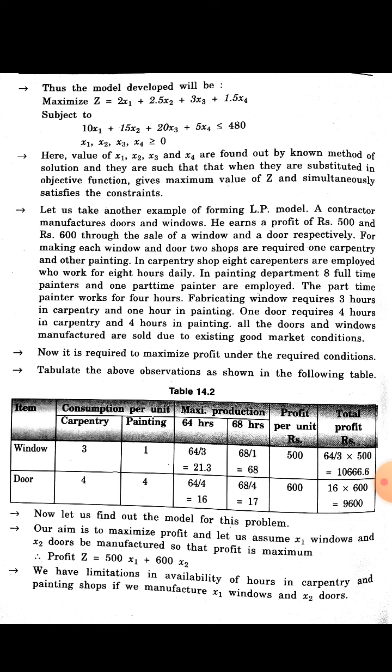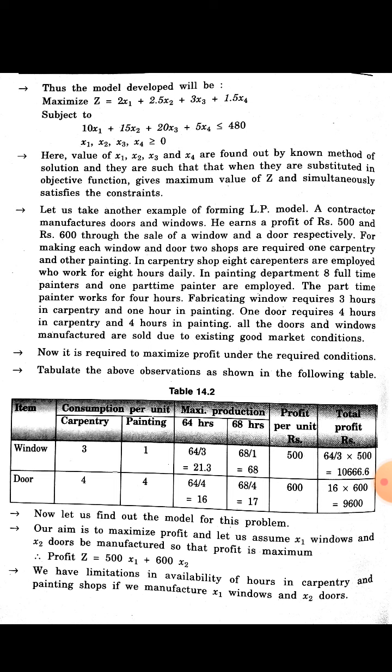In the carpentry shop, 8 carpenters are employed who work 8 hours daily, and in the painting department 8 full-time painters and 1 part-time painter are employed. Clear? So here all the values are put in a table. See this table, there are 2 items manufactured by the contractor: a window and a door, in column number 1.